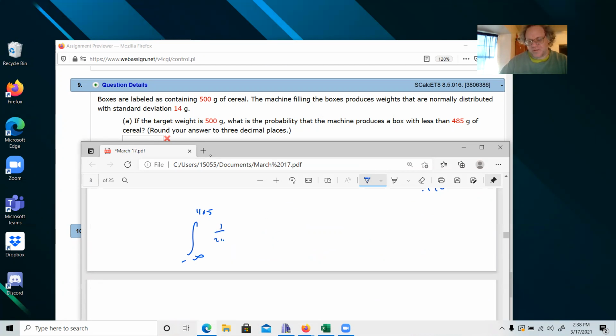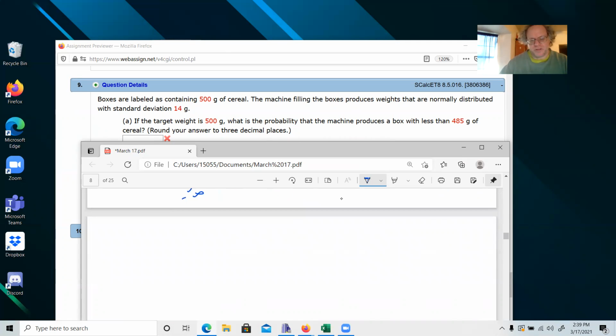It'd be 1 over the square root of 2 pi sigma squared, and e to the negative... Maybe you changed 485 into a z-score, so you could just use 0 and 1 here. But either way, this is x minus 500 squared over 2 times 14 squared. This looks delightful. We have to integrate that. We're not doing that. All right, we're not doing it.